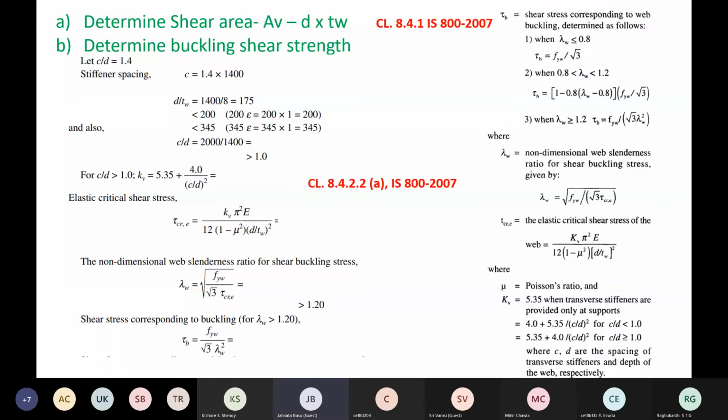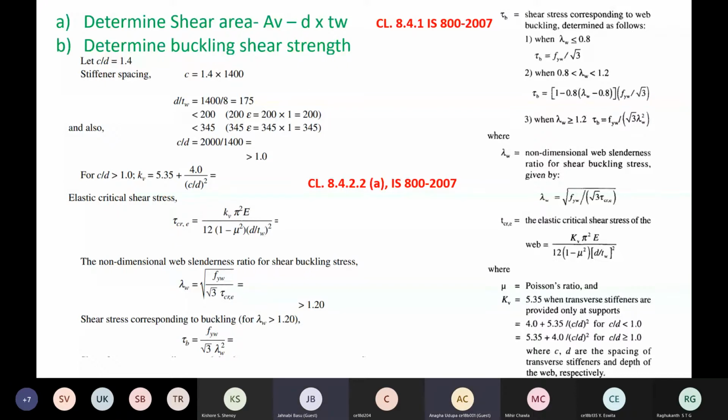In the next step, we'll determine first what is the shear area, that is Av. So d, you know, tw, you know, you can calculate what is the shear area. Now just let us know after calculation what is the shear area you are getting here. 11,200 millimeter square. Okay.